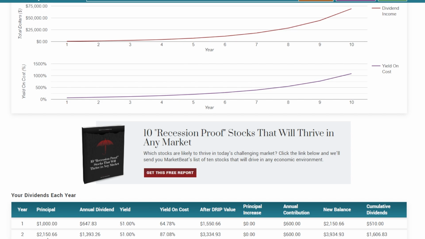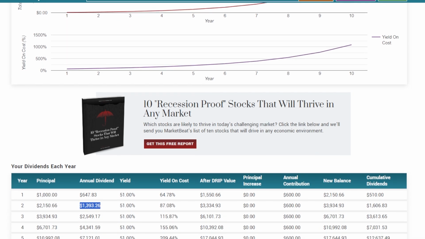By year number 2, after the dividends are reinvested and after the next annual contribution, this investor's portfolio would be around $2,150 already, with around $1,400 per year in dividends. By year number 3, a $3,900 portfolio, and almost $2,600 per year in dividends. Year number 4, $6,700 and $4,300 in dividends. And by year number 5, almost $11,000 and $7,000 plus per year in dividends.